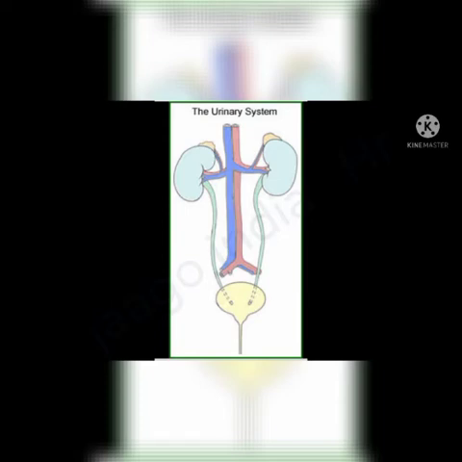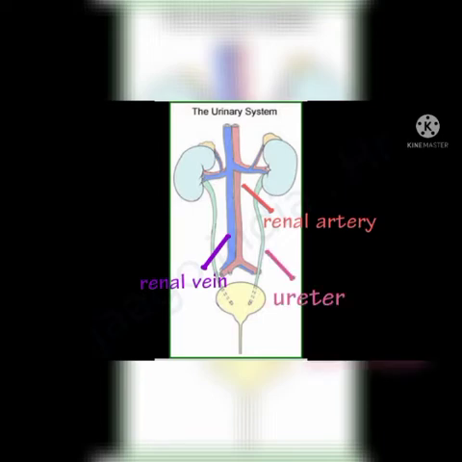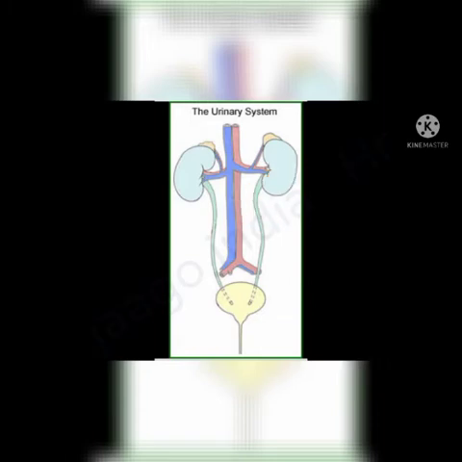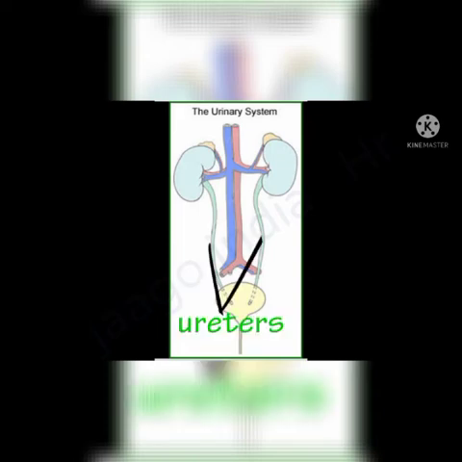The inner side of each kidney has a fissure or hilum for the entry of a renal artery, exit of renal vein and an ureter. Renal artery brings oxygenated blood loaded with waste products and renal vein carries deoxygenated blood.